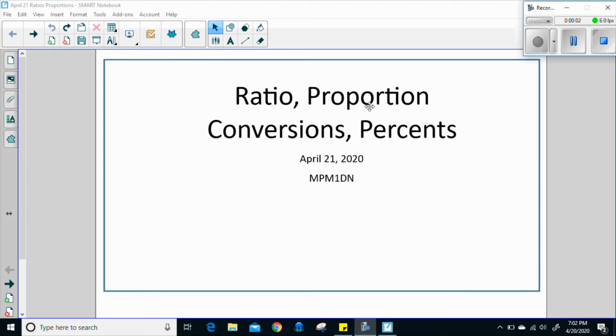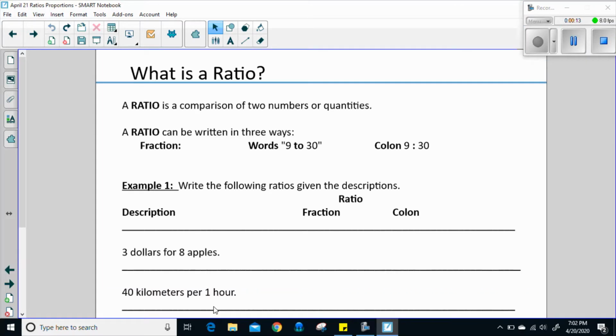Okay, this lesson is going to be all about ratios, proportions, conversions, percents. So we're going to use our solving equation skills in context. So first things first, let's think about what even is a ratio. A ratio, remember, is a comparison of two numbers or quantities.